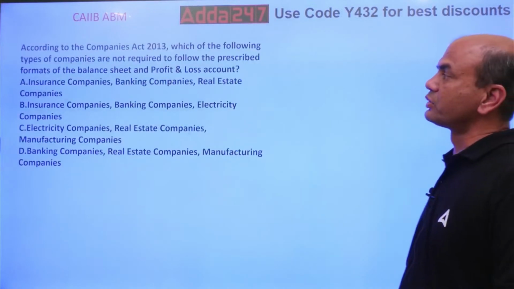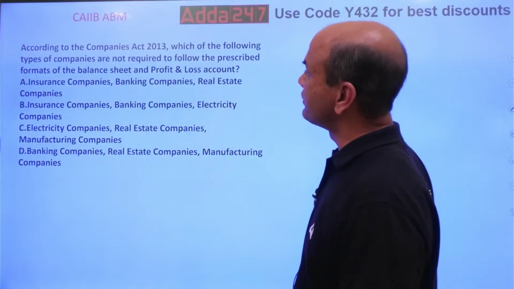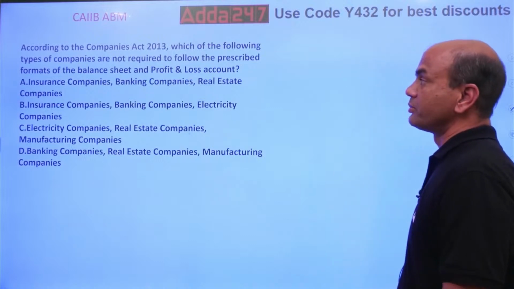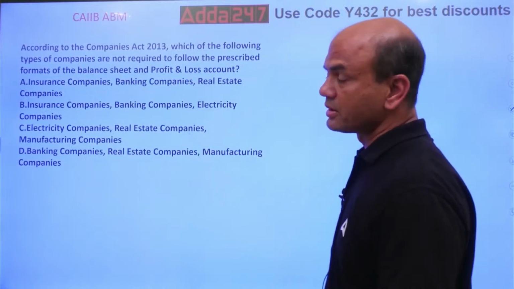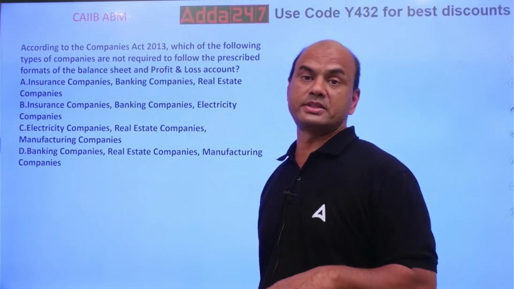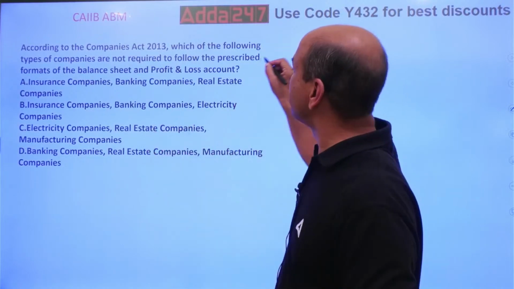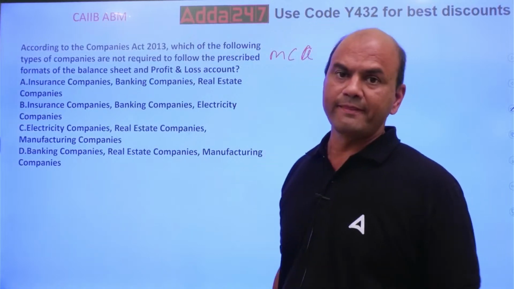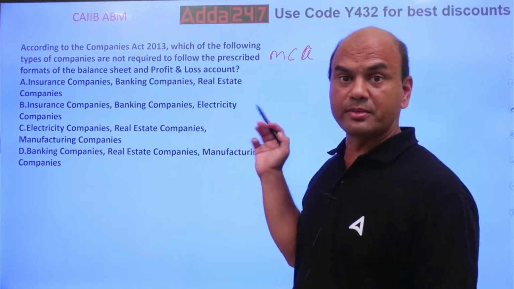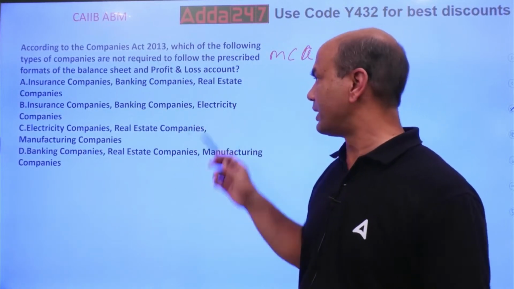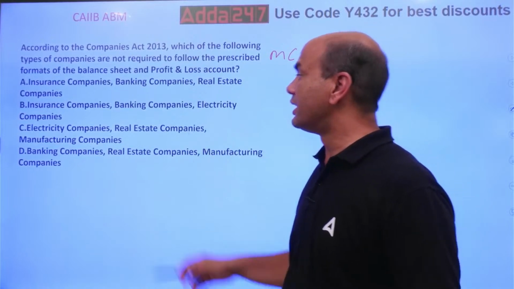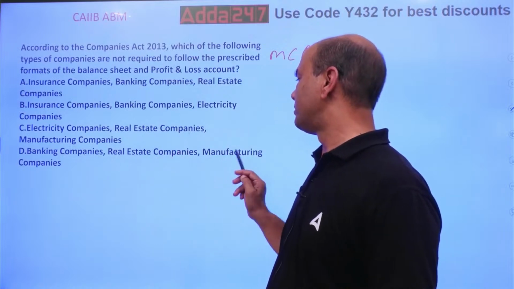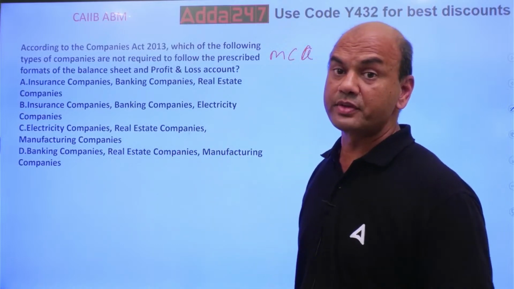According to the Companies Act 2013, which of the following types of companies are not required to follow the prescribed formats of balance sheet and P&L? So which companies are not required to follow the formats given by this MCA? Companies Act means MCA, Ministry of Corporate Affairs. Others all are required, but which companies are not required? Look at it: insurance, banking, electricity, real estate, manufacturing companies. Which of them are not required?